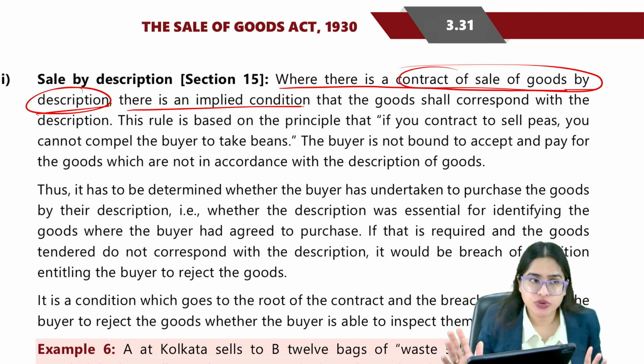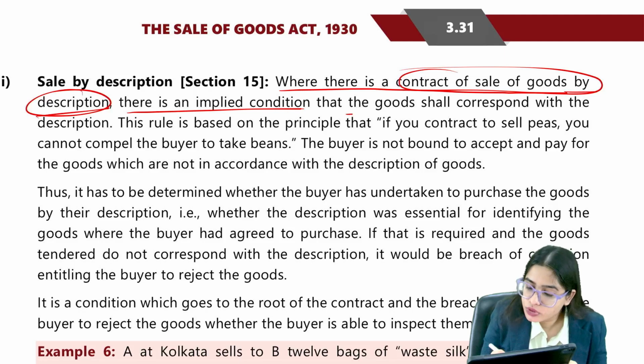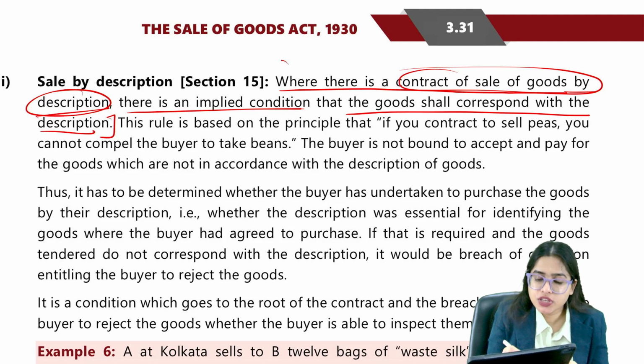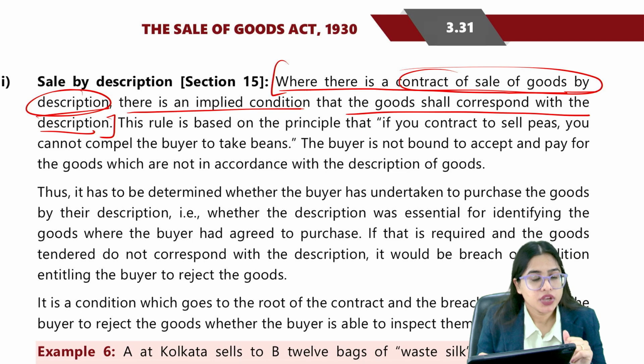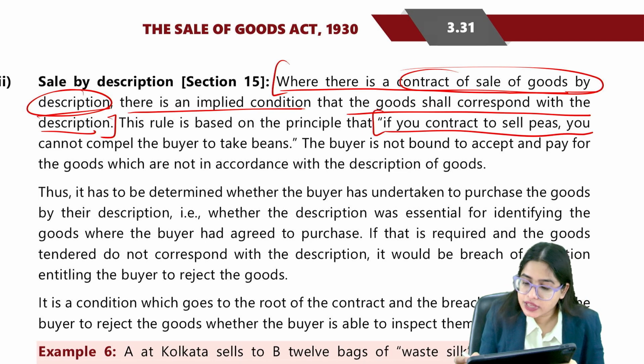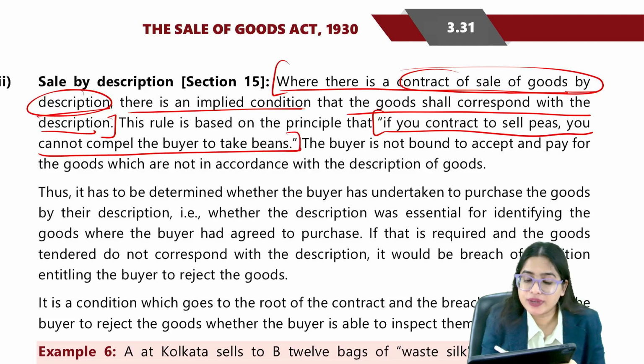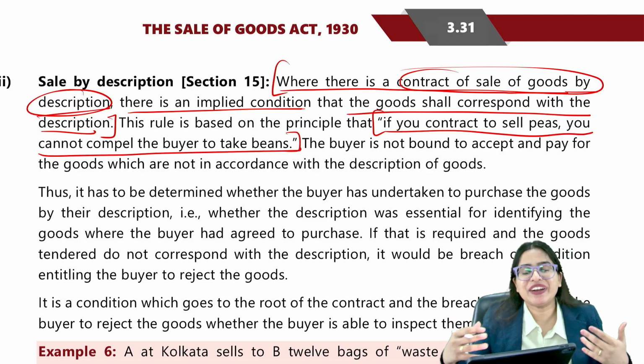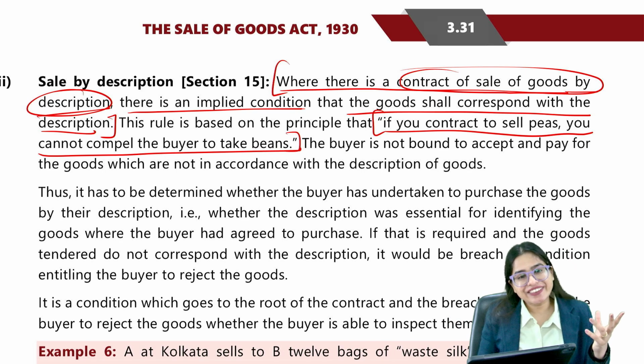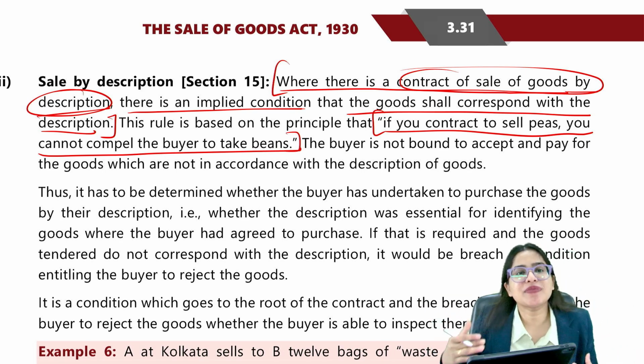This is an implied condition. So there's an implied condition that goods shall correspond with the description, which means goods should be according to the description. That means if you contract to sell peas, you cannot compel the buyer to take beans. This is just a kind of proverb: if I want peas, give me peas, don't give me beans.